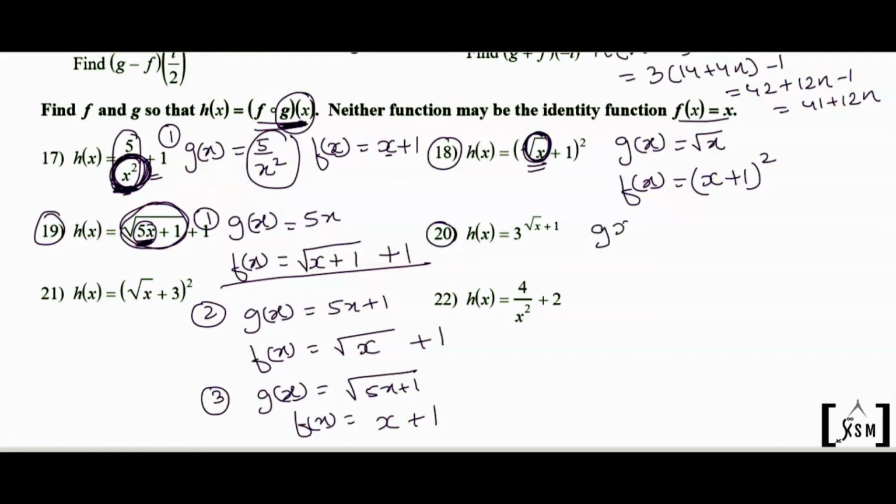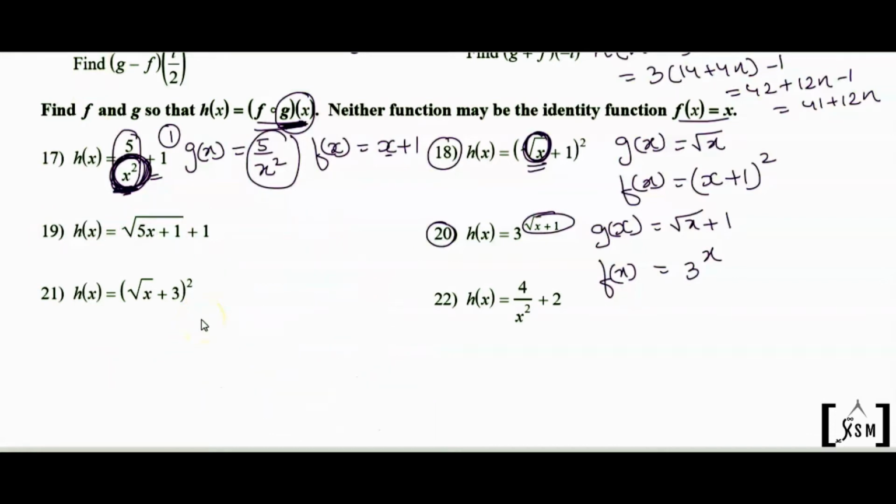We can suppose g(x) as the exponent, so f(x) would be, in place of this I will just write x, so 3 to the power x. Let's try question number 21. Have a look at question number 21, friends. We can say g(x) is this entire thing, square root of x plus 3, and so for f(x) I would say, for this entire thing I will just say x, and so square. This could be your one answer.